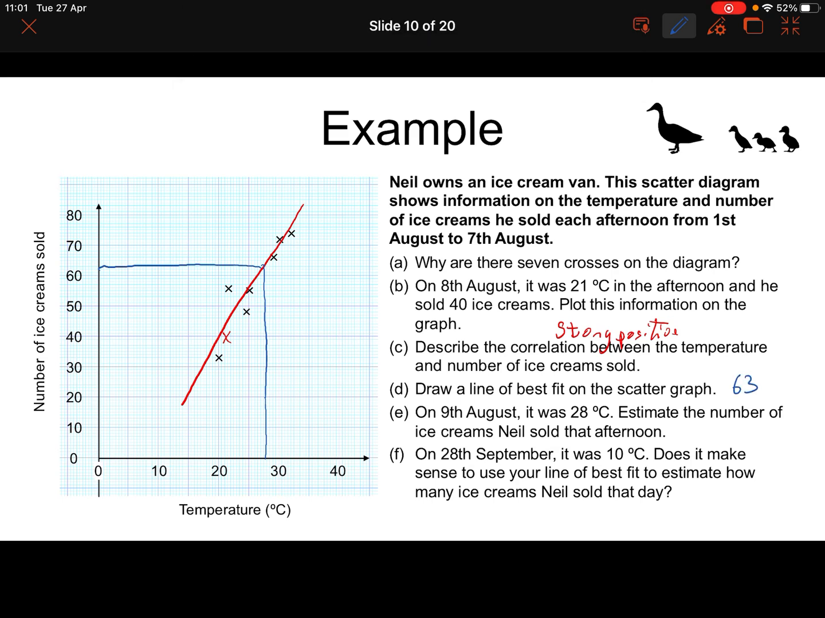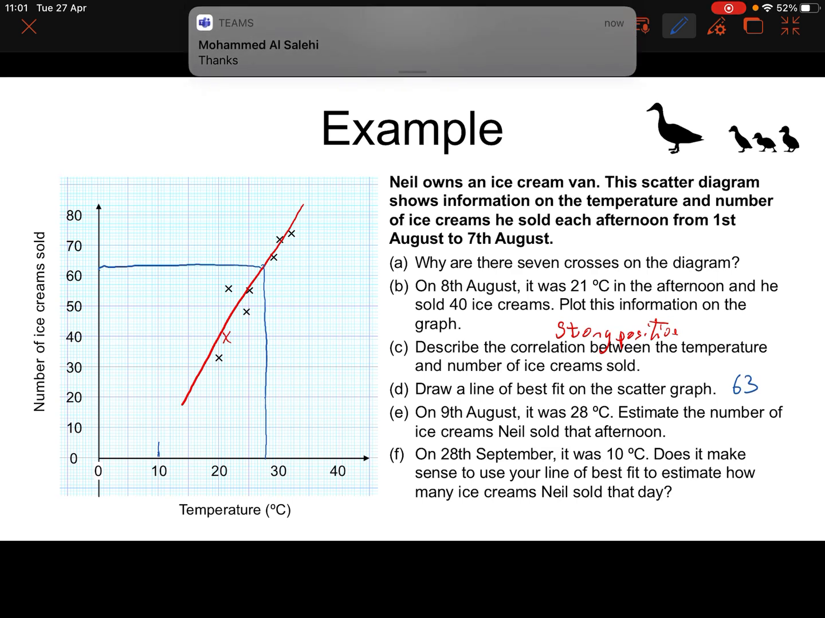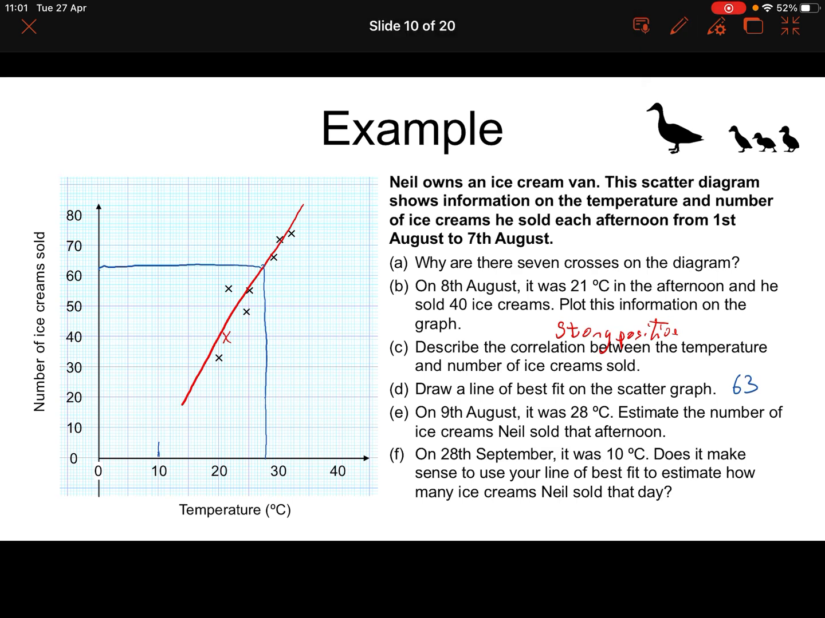On 28th of September, it was 10 degrees. Does it make sense to use your line of best fit to estimate how many ice creams we sold? And the answer is no, because that would be an example of extrapolation. I'm looking at data that's outside the range of what you've already got. Okay, so no, it's extrapolation.